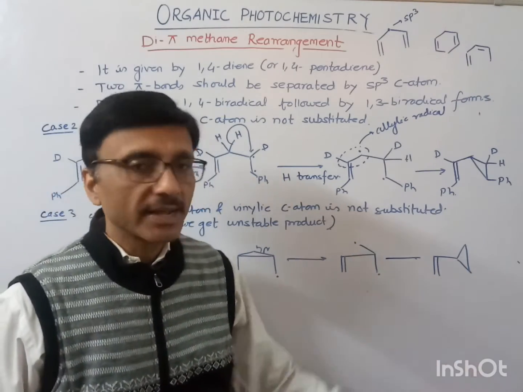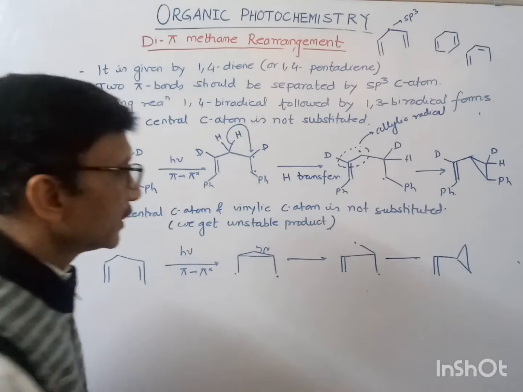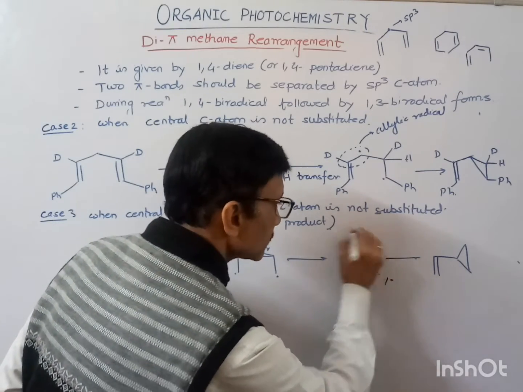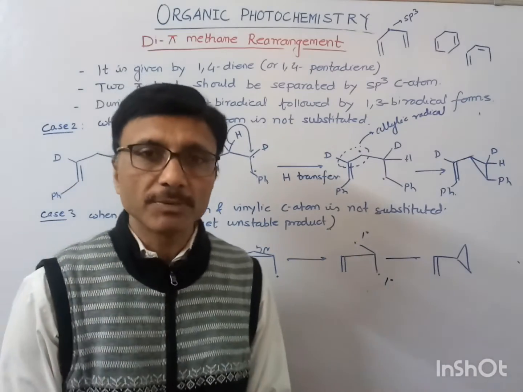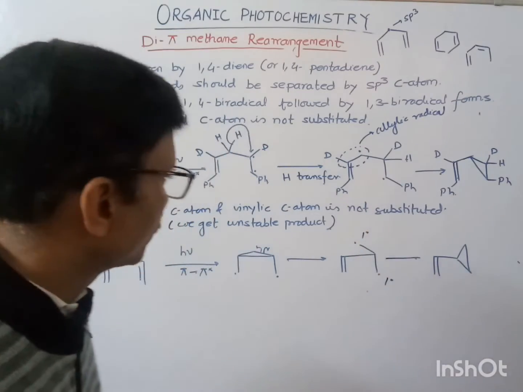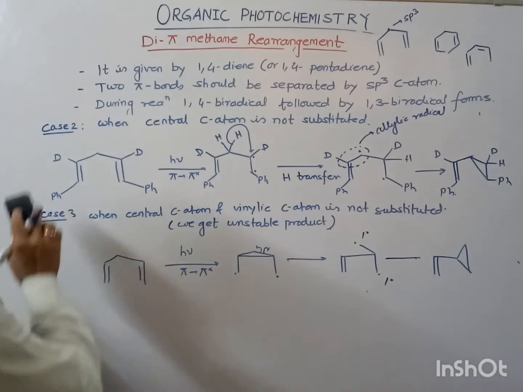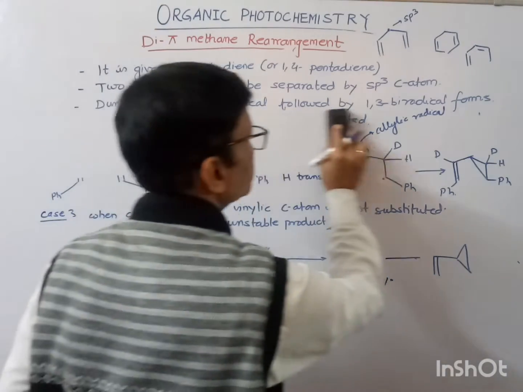So we are getting vinyl cyclopropane, and as here we are getting the primary radical, this is one of the primary radicals, so this is quite unstable. Such type of unstable product we will get in this case. Now let us take some problems.